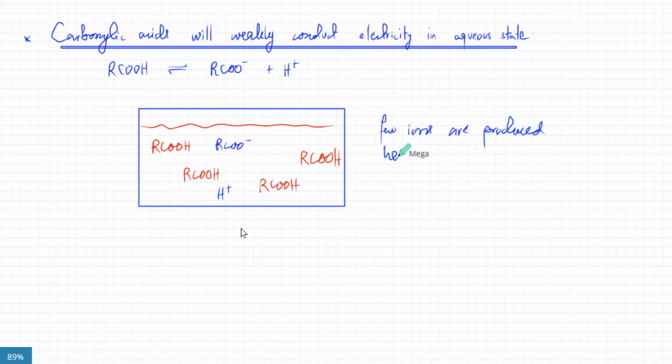Hence it will be weak. Hence there's going to be weak electricity conduction. There will be, but it would be very weak. You don't have a lot of charged particles.